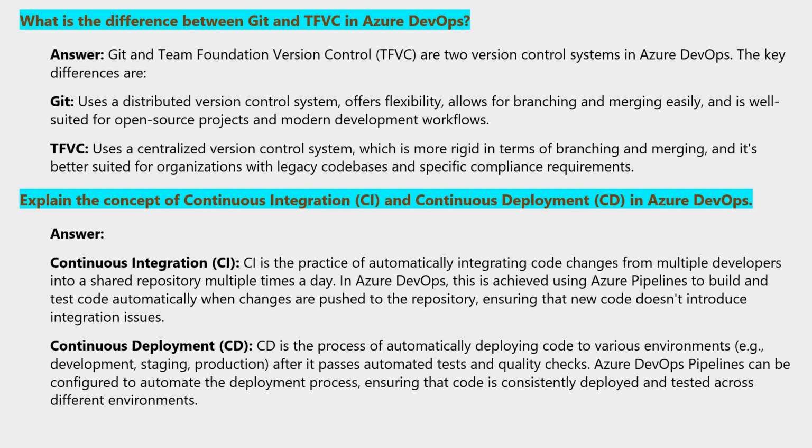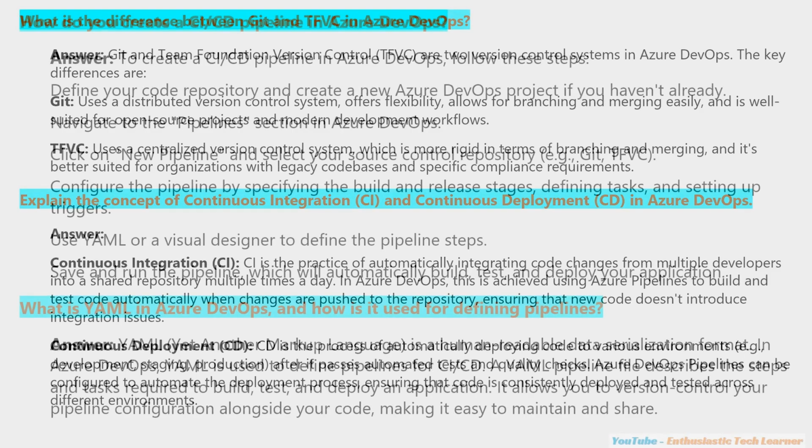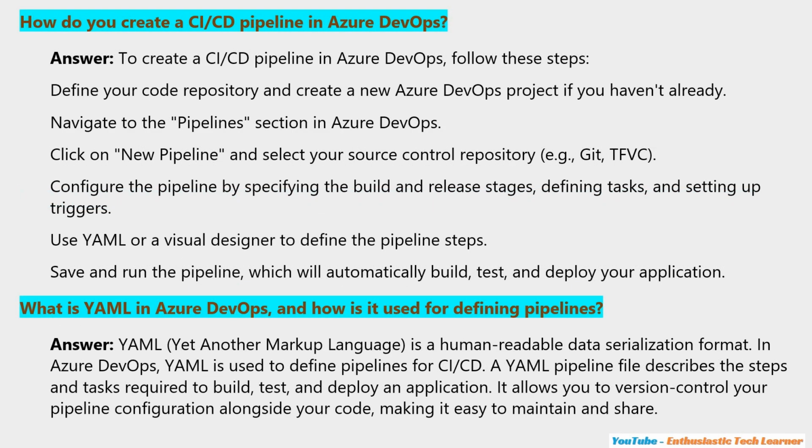Continuous deployment (CD) is the process of automatically deploying code to various environments, for example, development, staging, production, after it passes automated tests and quality checks. Azure DevOps pipelines can be configured to automate the deployment process, ensuring that code is consistently deployed and tested across different environments. How do you create a CI/CD pipeline in Azure DevOps?